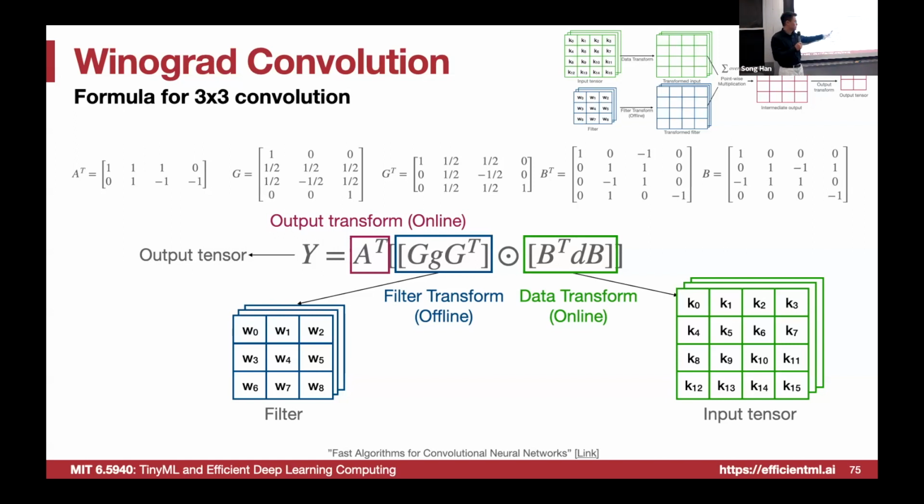So given this filter, we do such a transformation offline, since the filter weights are static. And we can do this input transformation online, but luckily the transformation matrix is just +1, -1, so no multiplication is needed at all. So this is a very commonly used technique to accelerate convolution during inference time.